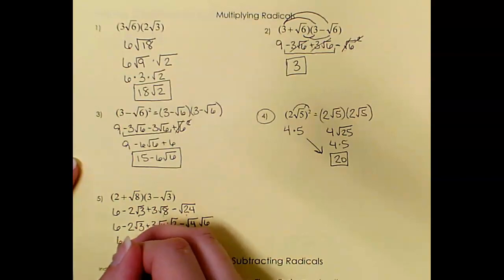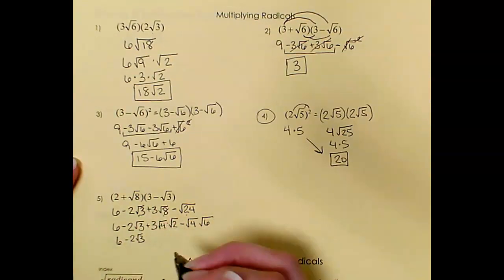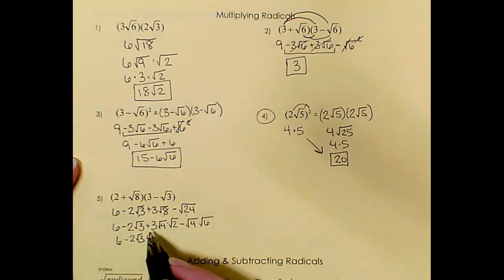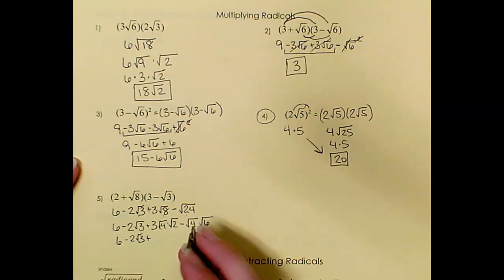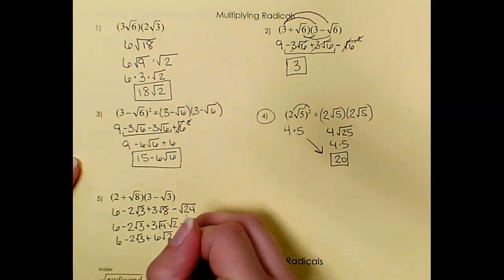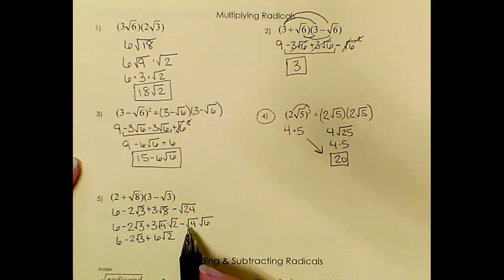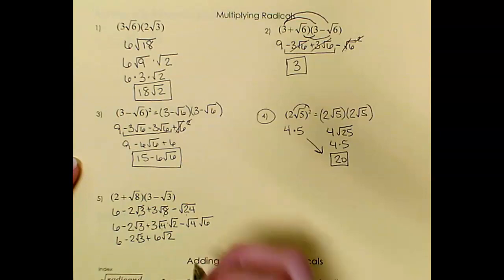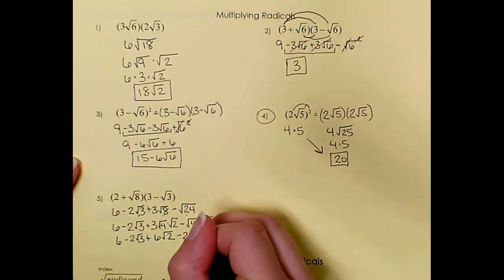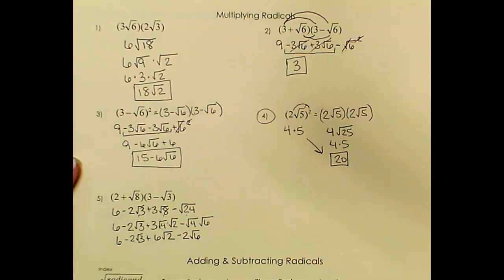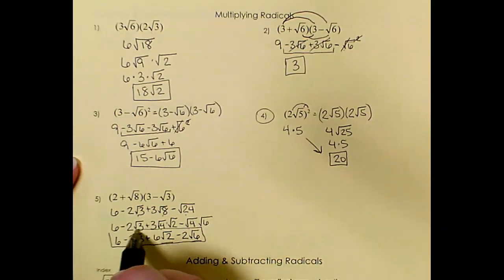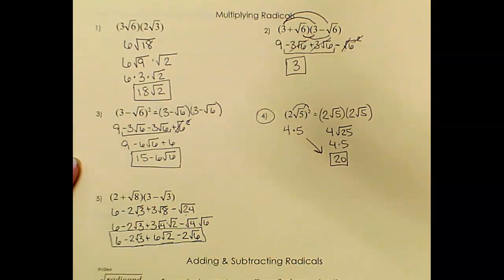So now we have the square root of 4, which is 2, and 3 times 2 is 6. We have the square root of 4, which is 2, so this is minus 2 square roots of 6. And there are no more radicals that we can break down, and they're all different. So we consider them not like terms, and we stop. That's as simplified as we can get.